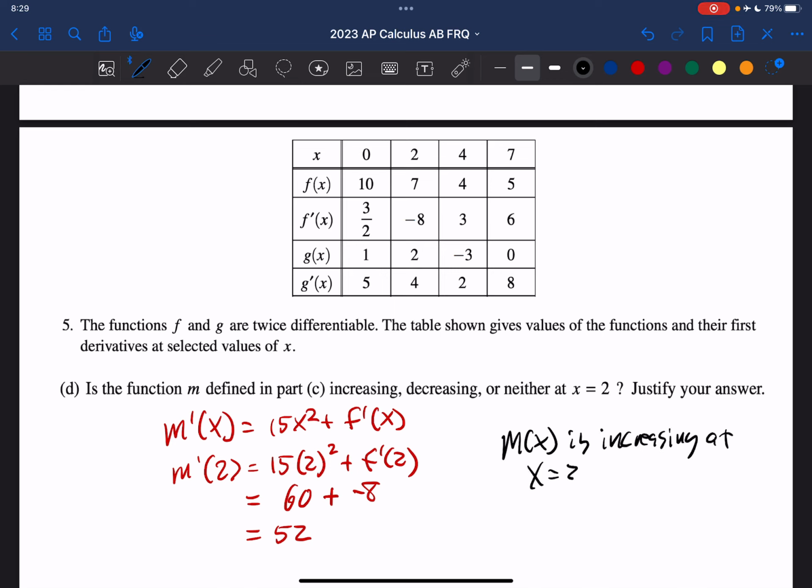So we can say m of x is increasing at x equals 2 because m prime of 2 is greater than 0. There's our justification.